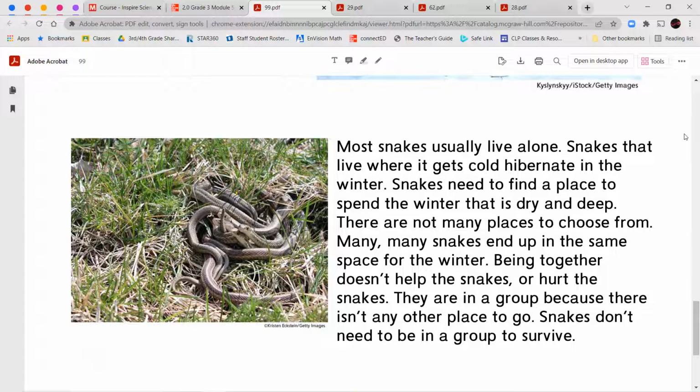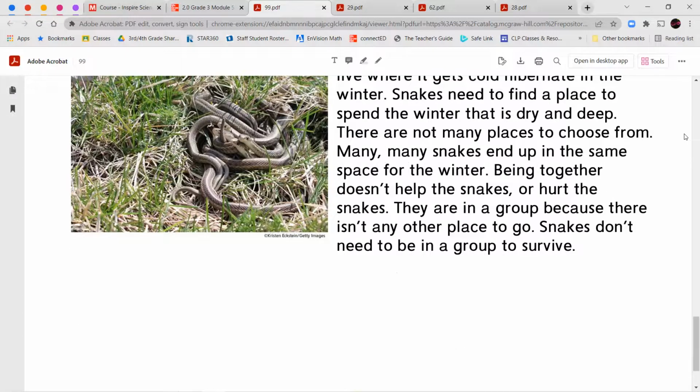There are not many places to choose from. Many snakes end up in the same space for the winter. Being together doesn't help the snakes or hurt the snakes. They are in groups because there isn't any other place to go. Snakes don't need to be in groups to survive.